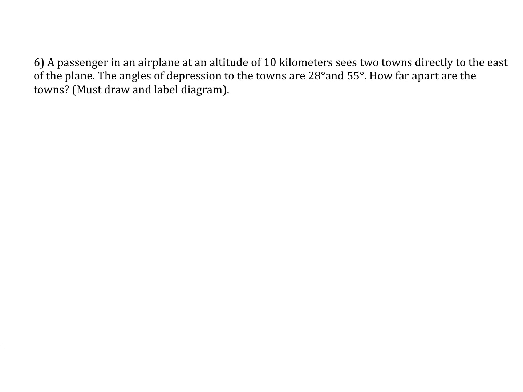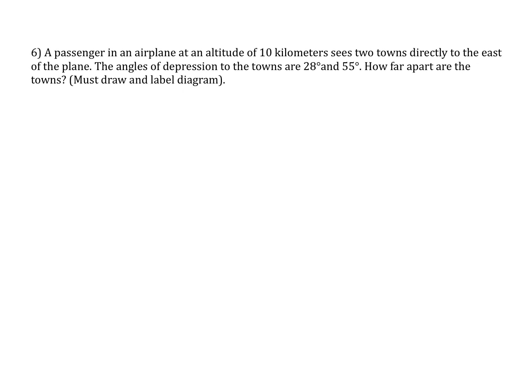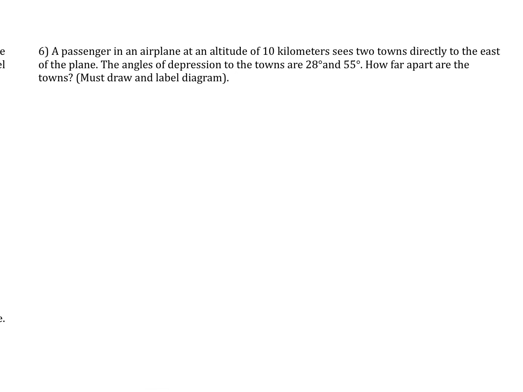Number 6. A passenger in an airplane at an altitude of 10 kilometers sees two towns directly east of the plane. The angles of depression to the towns are 28 degrees and 55 degrees, and we want to know how far apart the towns are.